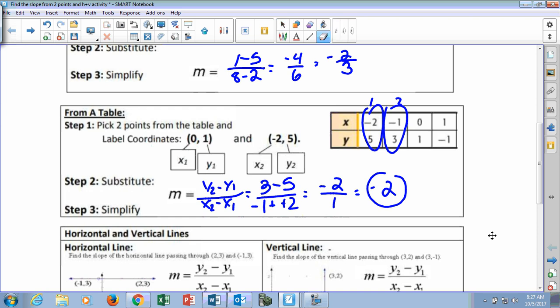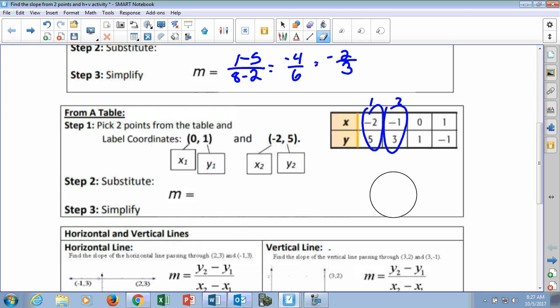All right? I'll show you another way. So who had the negative 2/3? What points did you guys pick? You did the first 2? Did anyone pick points different than the first 2? You guys did? Okay, what points did you pick? The last 2? Okay.